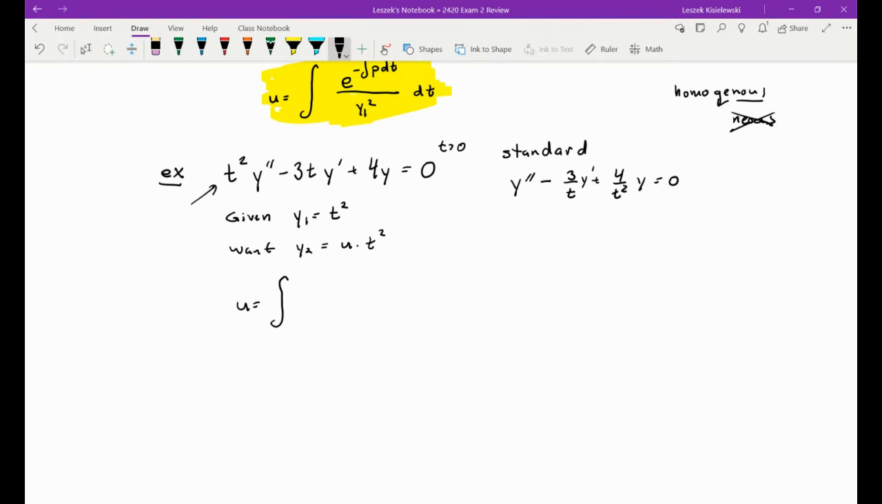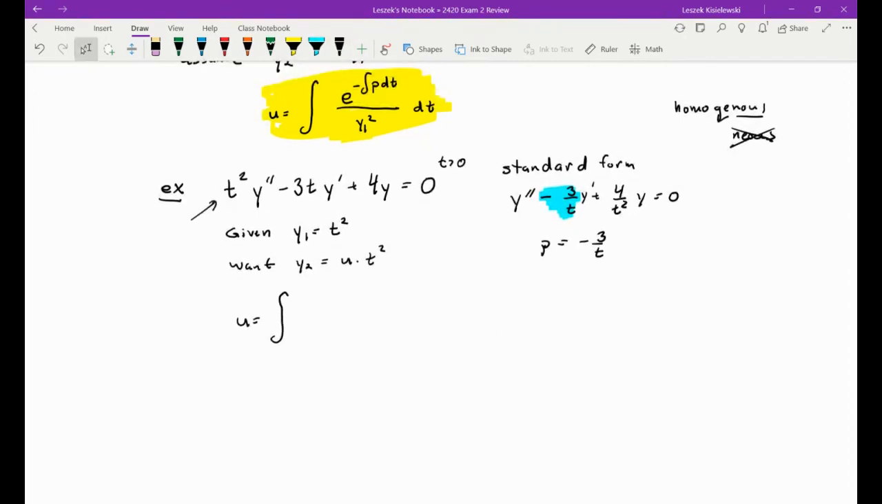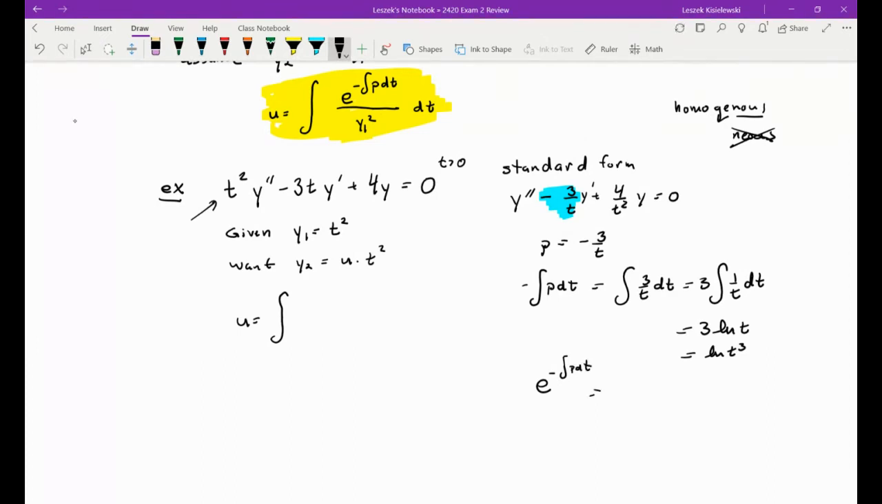Okay. But now that we have it in standard form, we find the function multiplying y prime. We call that p in our formula. And according to the yellow highlighted formula, we need to figure out the integral of minus p dt first. So we get a log of t, and t is positive. So e to that result would just give us t cubed at the end of the day. So the numerator there is t cubed.